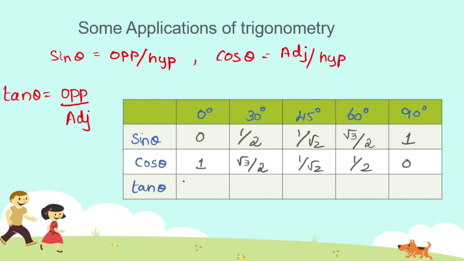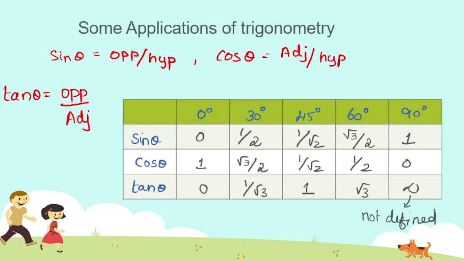Now you know that tan theta is sin theta by cos theta. So 0 by 1 is 0, right? Similarly 1 by 2 divided by root 3 by 2 is 1 by root 3. 1 by root 2 divided by 1 by root 2 is 1. Root 3 by 2 divided by 1 by 2 is root 3. Then 1 by 0. Anything divided by 0 is not defined or infinity. Here I am stating infinity. You can also write it as not defined.